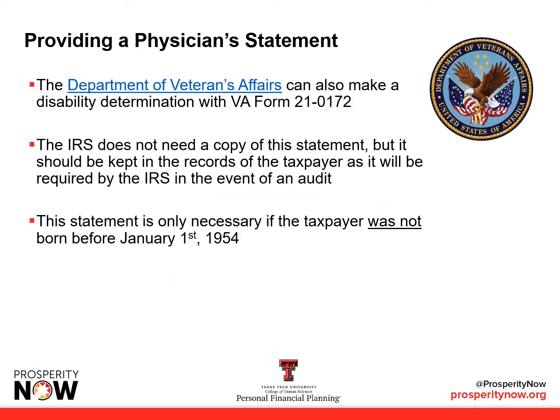The Department of Veterans Affairs can also make a disability determination with the VA Form 21-0172. The IRS does not need a copy of this statement, but it should be kept in the records of the taxpayer as it will be required by the IRS in the event of an audit. This statement is only necessary if the taxpayer was not born before January 1st, 1954.